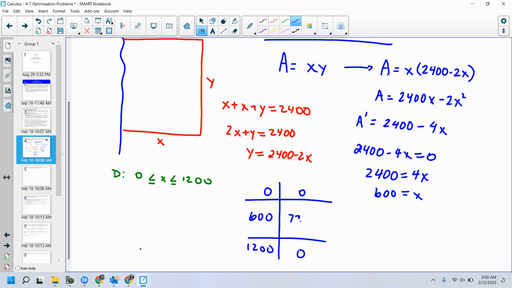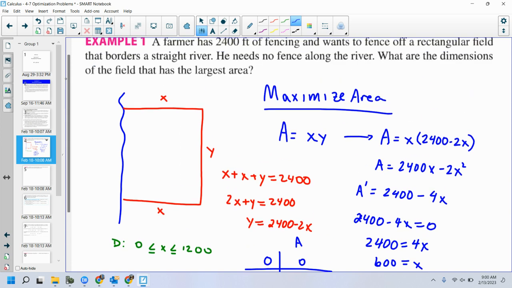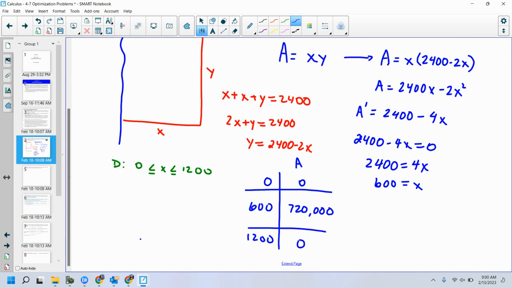720,000. So that's my area, right? So obviously, the X value of 600 is going to maximize my area. Well, what was the question that was posed? What are the dimensions? Not just what is my X value, but what are my dimensions?